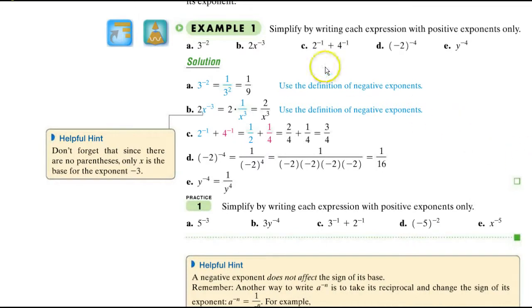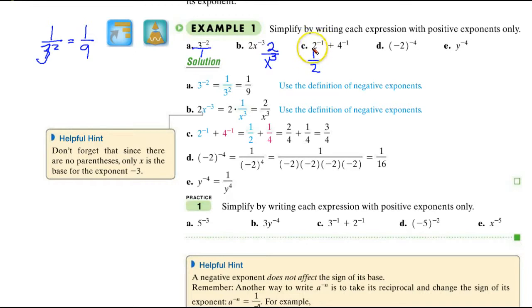So let's do these. This is going to be 1 over 3 to the second power. Bringing that down, that becomes 1/9. Now, tricky here. Watch this. The base of this exponent is only the x. So the 2 stays in the denominator. x comes down, changes the sign of the exponent. Now, by the way, 2 to the -1 is just another way of writing 1/2.